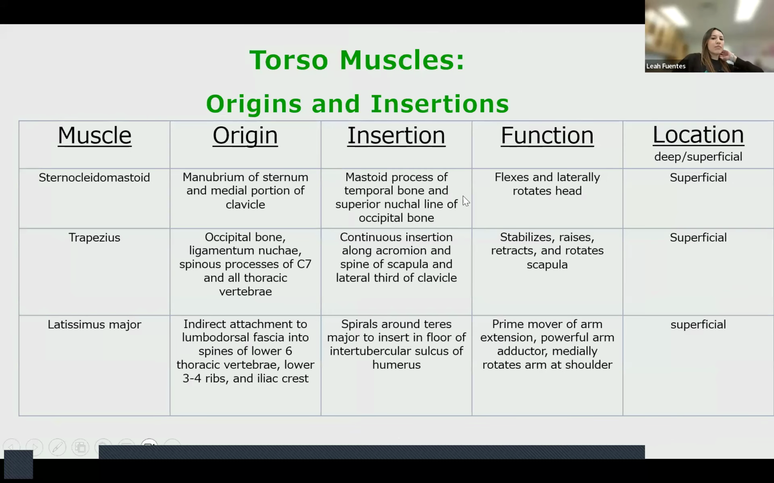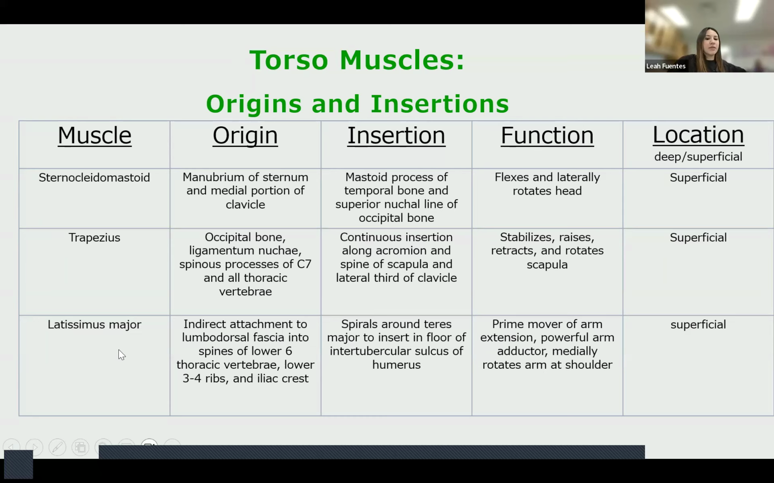So then we have, again, more origins and insertions. The sternocleidomastoid is a little bit easier just because it's in the name. Origin, either the sternum or the clavicle, depending, again, on your professor. Insertion, the mastoid process. Let's see, trapezius, it's occipital bone. You could say cervical vertebrae specifically. This one says C7, but cervical vertebrae or thoracic vertebrae would be fine. And then the insertion, scapula or clavicle.